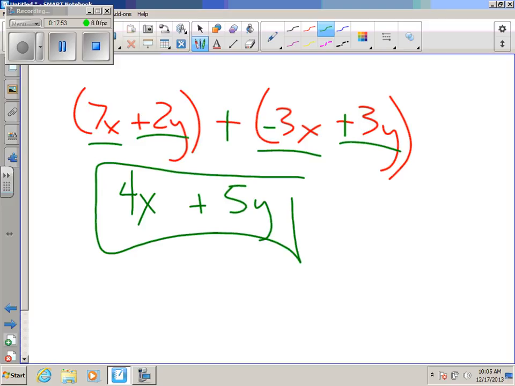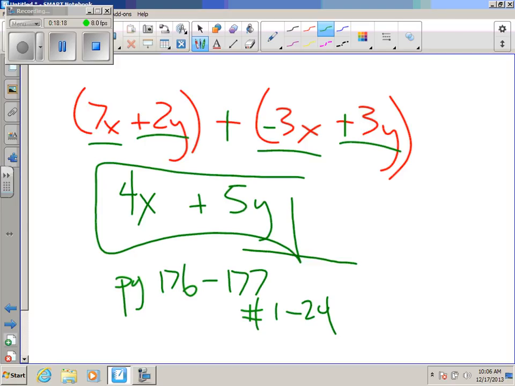Trying to think if that's a good start or not. Is that about half? Yeah, we should probably stop it. So let's do 1 through 24 for tomorrow. Page 176, 177, 1 through 24. And we did a handful of these together.